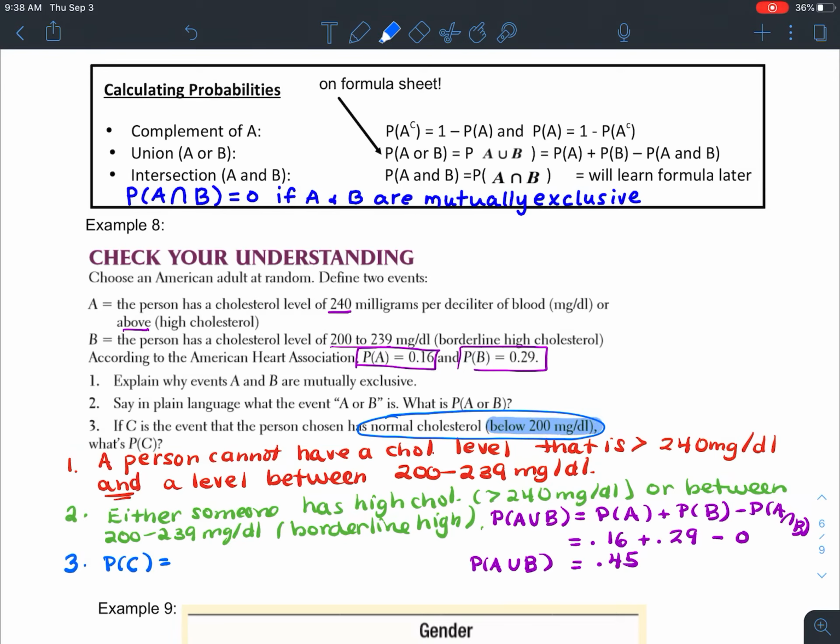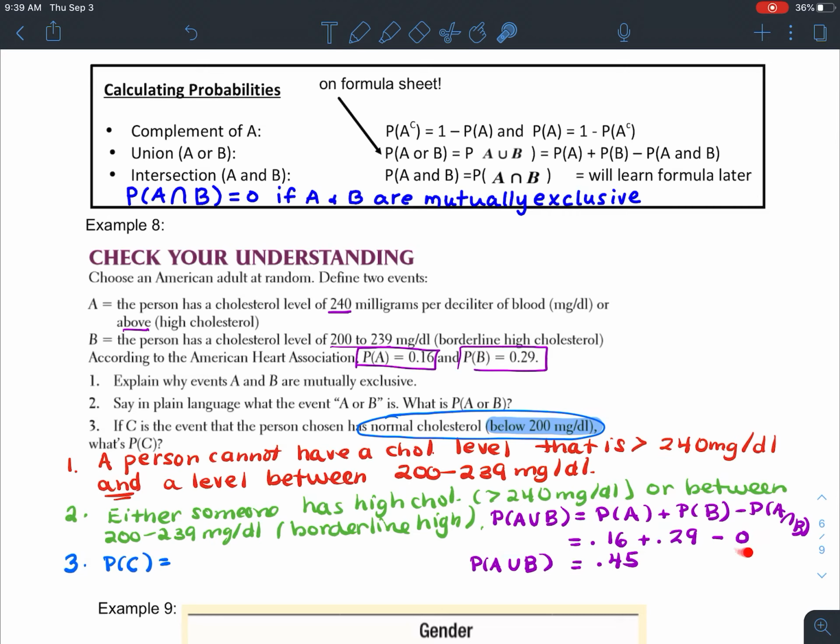Number 3 says if C is the event that the person chosen has normal cholesterol, which would be a reading below 200 milligrams per deciliter, what is the probability of event C? So once again, this is talking about that their cholesterol level is under 200. Well, let's look at what our answers. And you see this a lot on AP tests when there are free response questions and there are multiple parts. They tend to kind of build on each other.